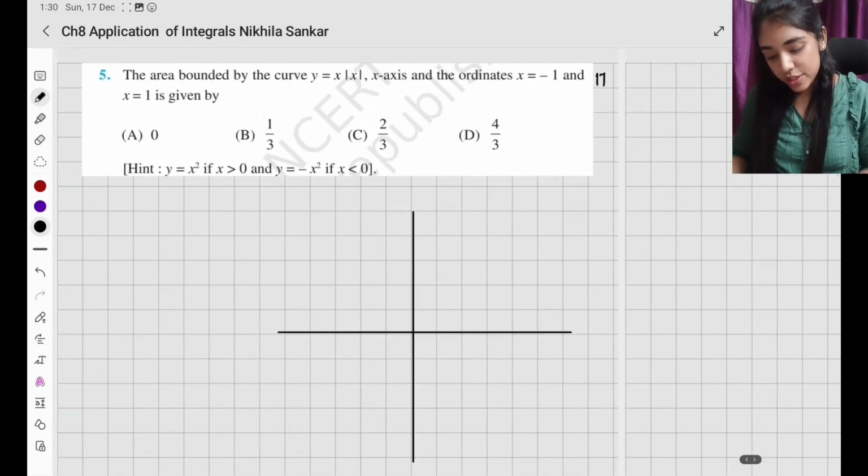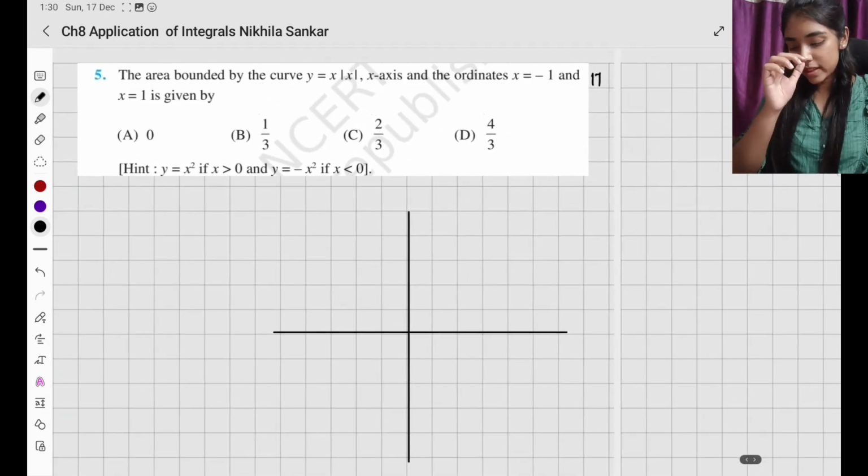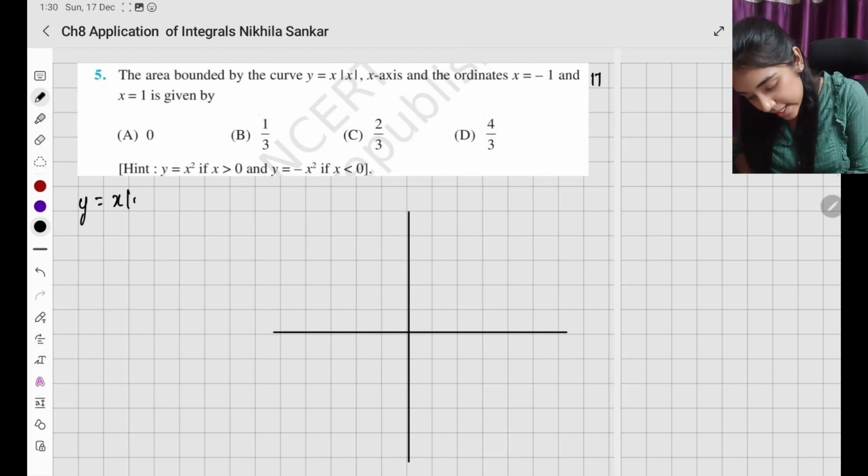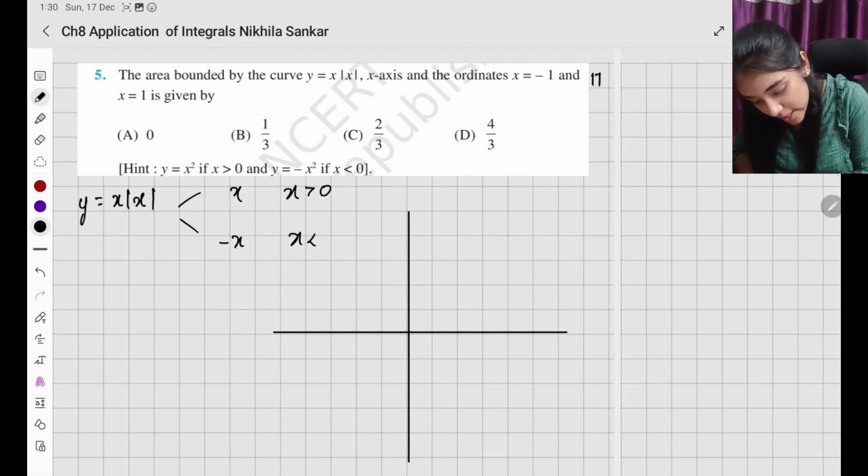Now this question is a little tricky. The area bound by the curve y equals x times mod x, x-axis and the ordinates x is equal to minus 1 and x is equal to 1. So first, y equals x mod x, what is it? Mod x is going to take the value x or minus x, when x is greater than 0 and x is less than 0.